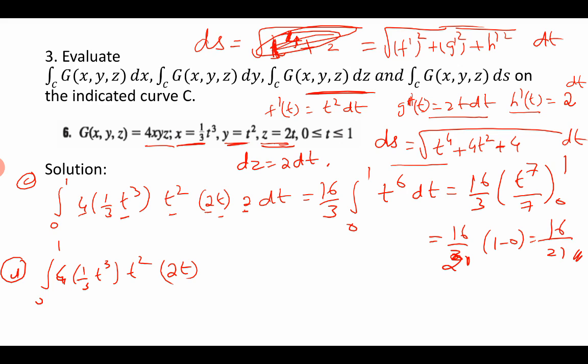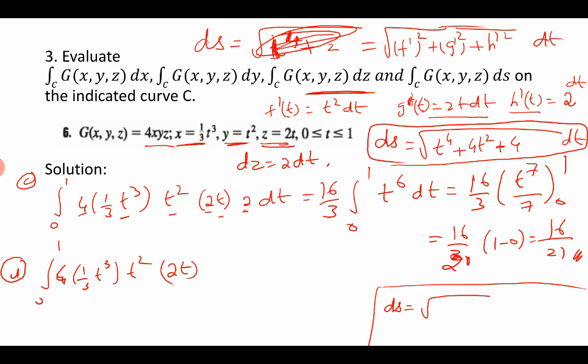Now simplify ds further. I write it here: ds under square root, you can write (t square plus 2) whole square. Expand it, it will be t raised to 4 plus 4t square plus 4, isn't it? Now take the square root: ds is equal to (t square plus 2) dt. So we will write ds here as (t square plus 2) dt.